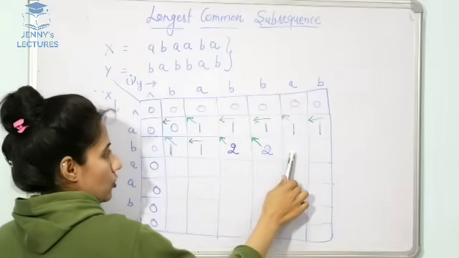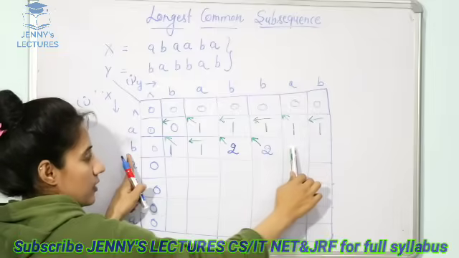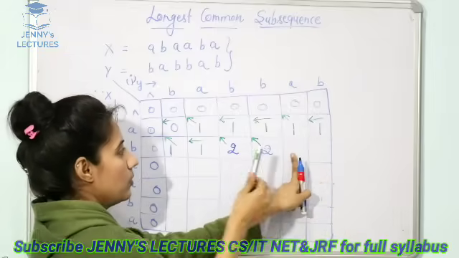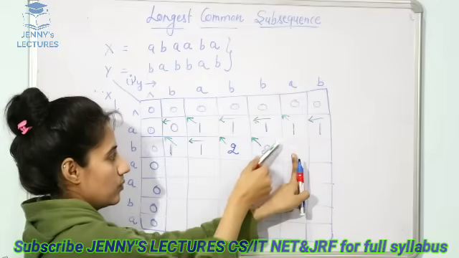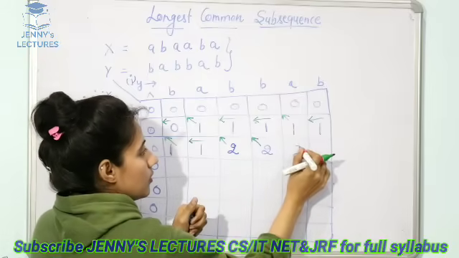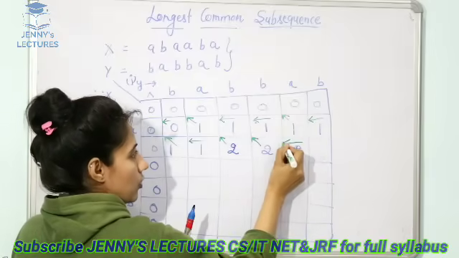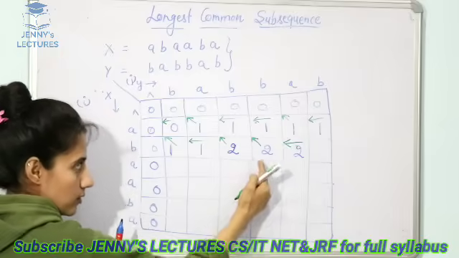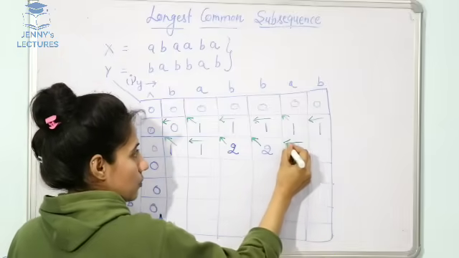Okay, now what should be here? B and A. A and B are different, so you will take what? Maximum out of this one or this one. What is the maximum of 2 and 1? 2 is maximum. Then we will write here 2, and we have taken this 2, so the arrow would be like this towards this 2. Whichever value you have taken, the arrow would be towards that value.